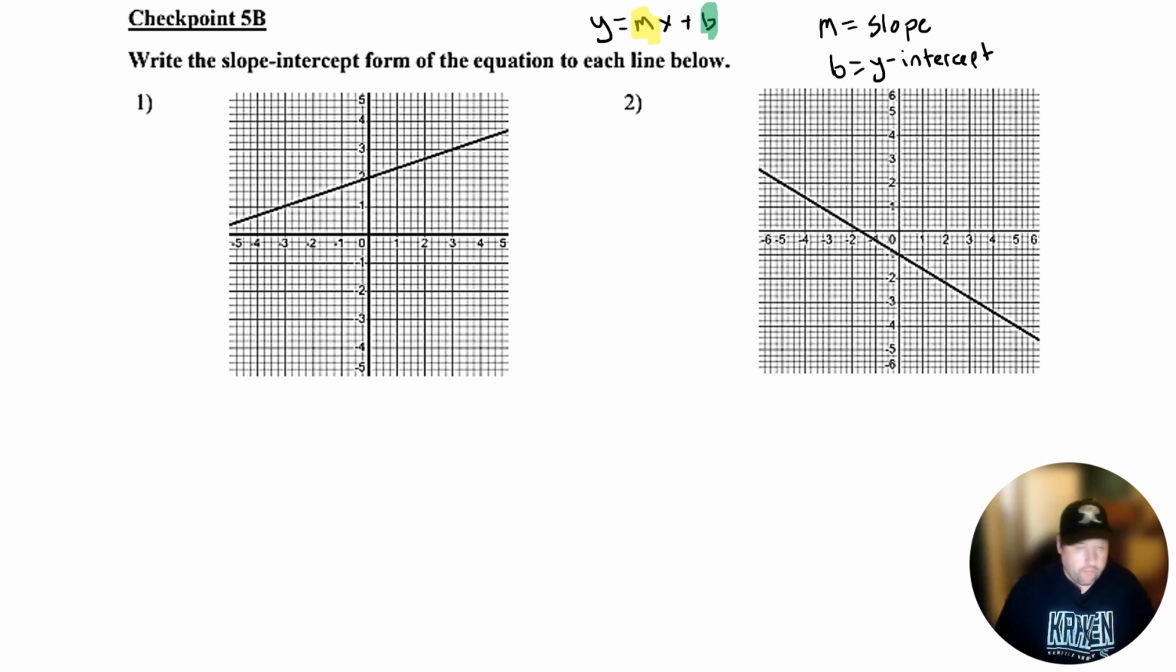So on these graphs, the first thing we do is find the y-intercept. In graph 1, the y-intercept is at the point (0, 2). It might be helpful to label that. That means the b value is going to be 2 in my equation. So in my equation, I know mx and b is 2, so I'm going to put a plus 2 right there.